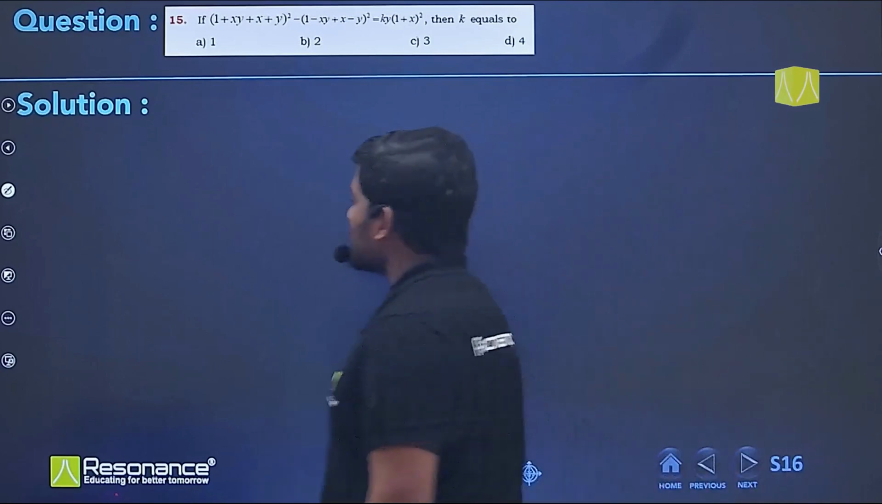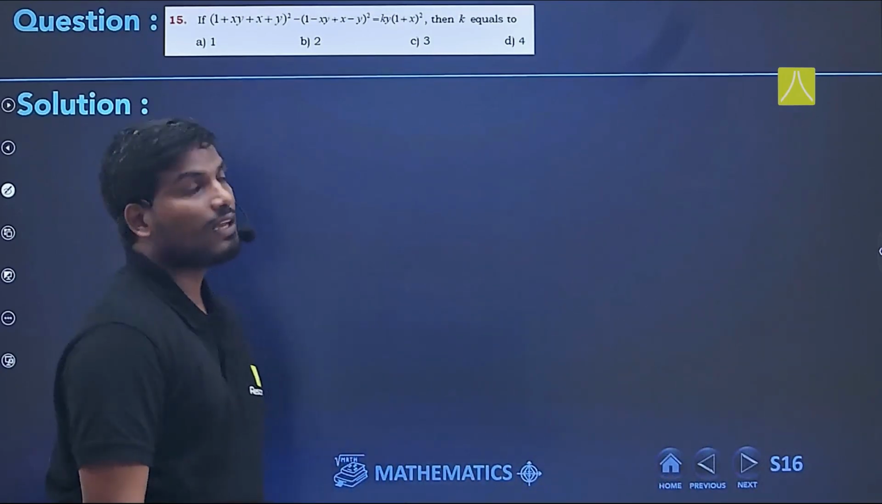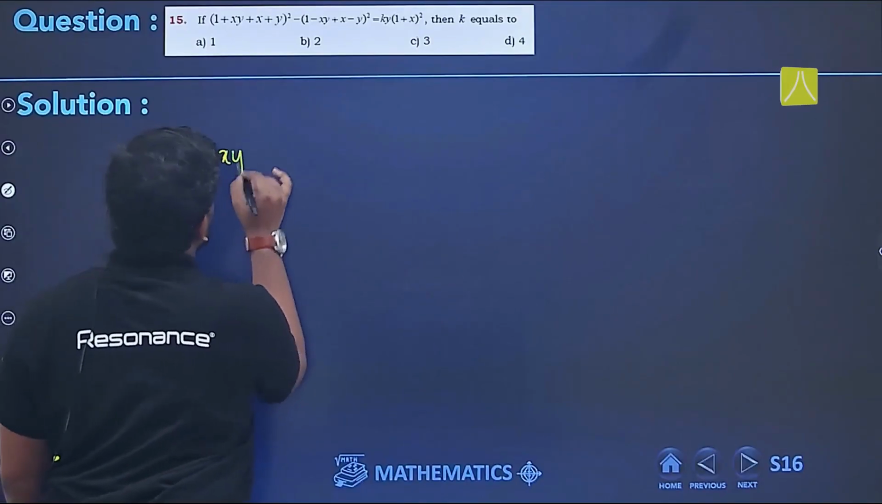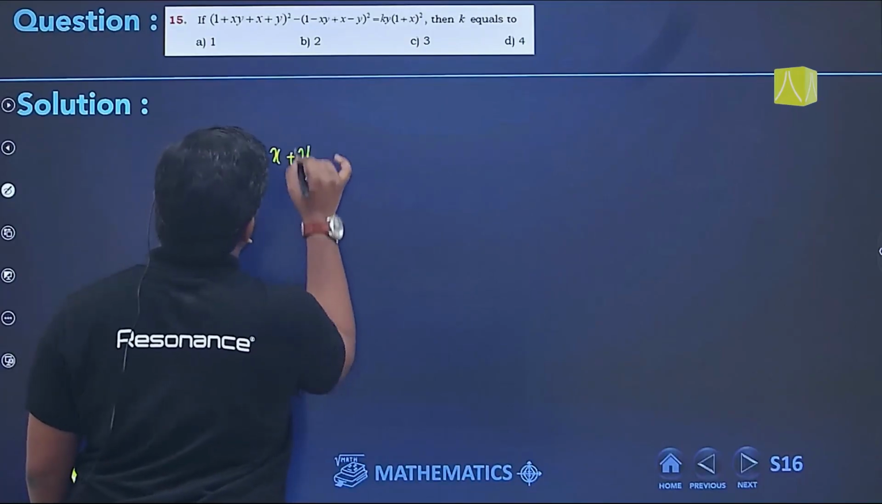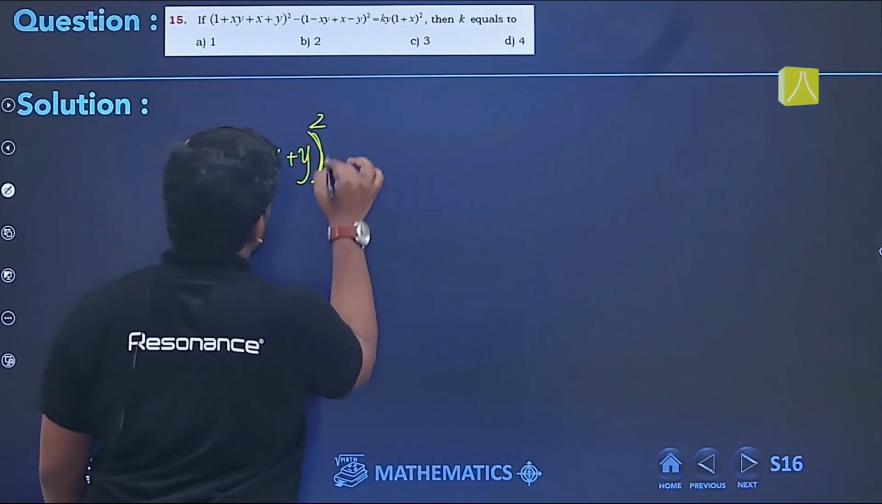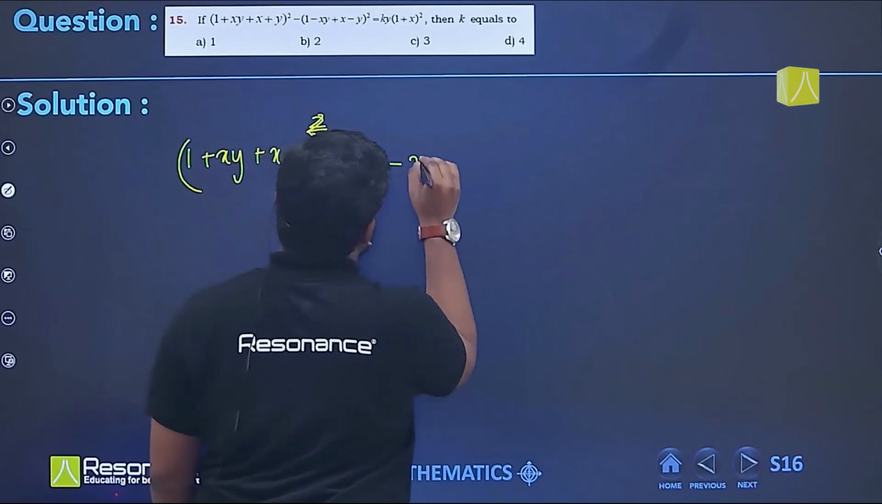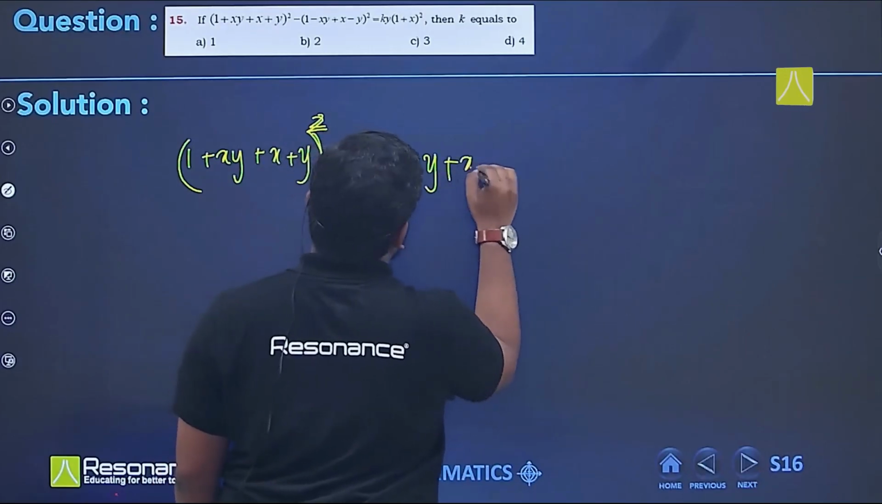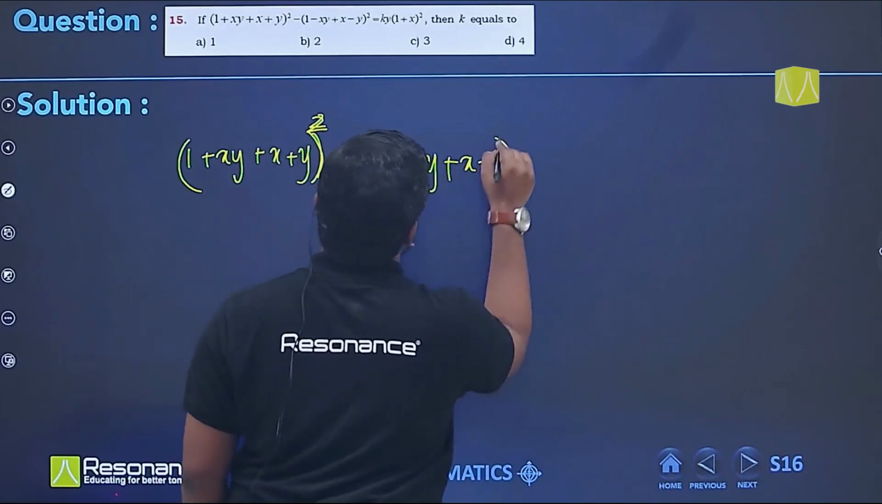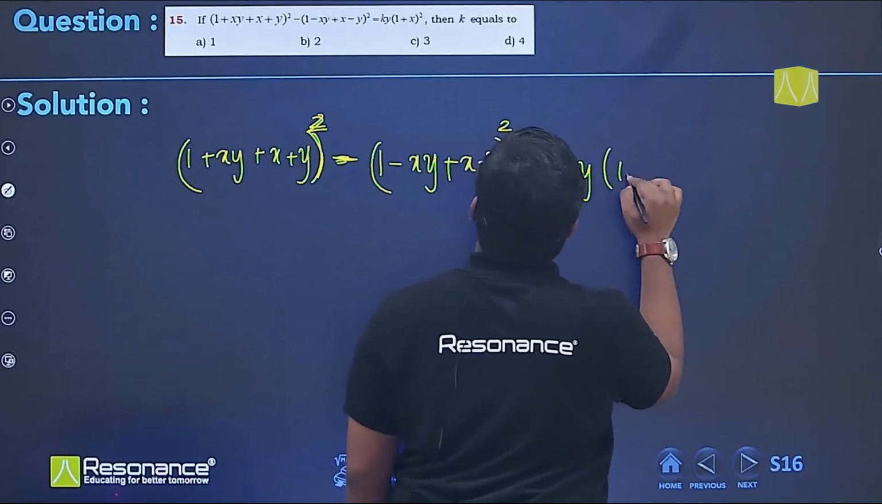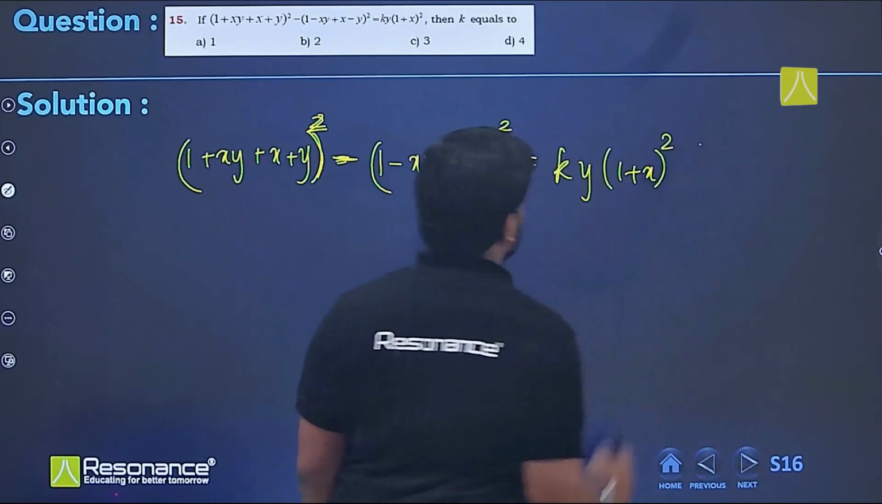Now this is the last question in our multiple choice questions. So we are given that (1 plus xy plus x plus y) whole square minus (1 minus xy plus x minus y) whole square is ky into (1 plus x) whole square.